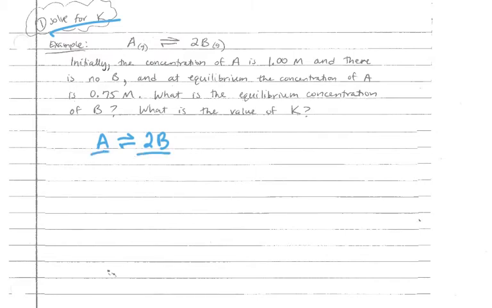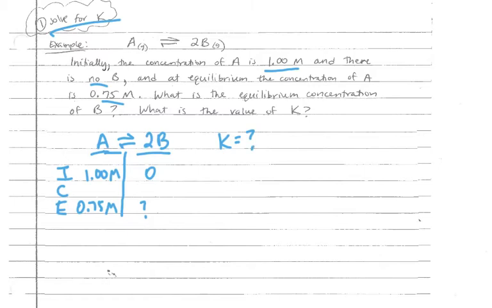So I turn this into columns, all right? I, C, E. I is initial, so the initial concentration of A, it tells us, is 1.00 molar, and it tells us there is no B, so we can put a 0 there. Then it tells us the equilibrium concentration of A is 0.75 molar, so we plug that into the equilibrium line of this table. Then it asks, what is the equilibrium concentration of B, and what is the value of K? Those are the things we're trying to find.